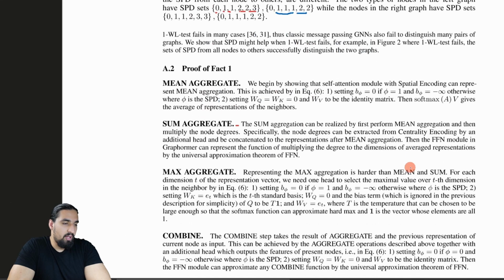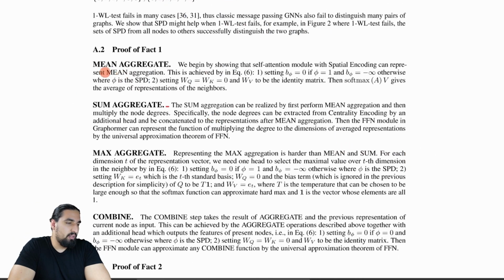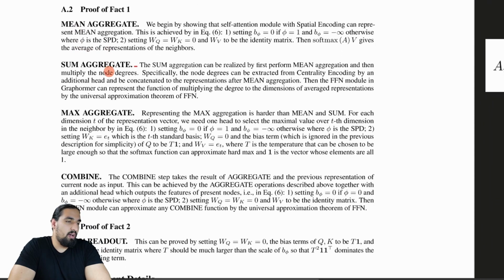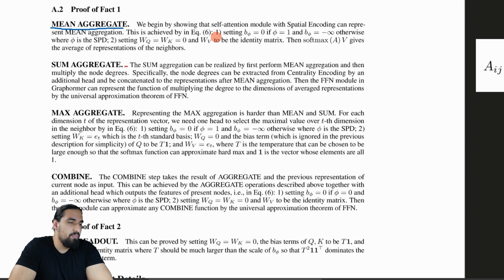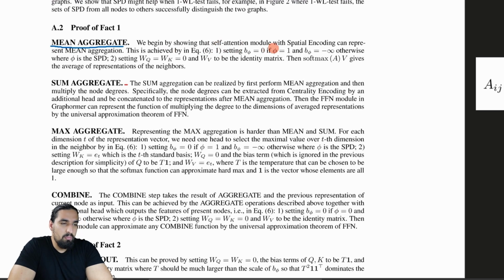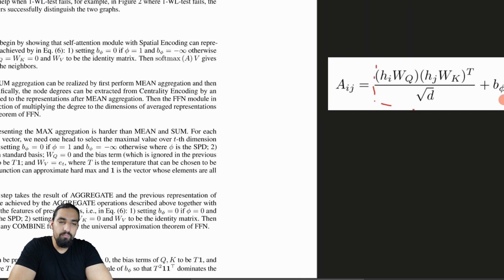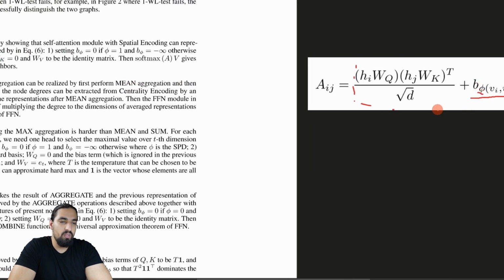Okay. Now let's focus on the really important part: how can we show that some GNNs are a special case of this Graphormer module? Let's focus on the mean aggregate function and explain how that works. We begin by showing that the self-attention module with spatial encoding can represent mean aggregation. This is achieved in equation 6. This is your transformer, with the bias using this shortest path function.